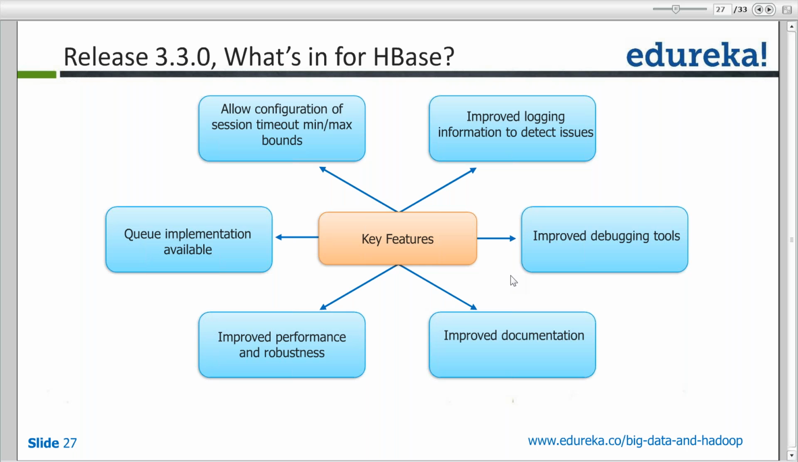Okay. Now the latest version of HBase would be 3.3.0. So what's there in HBase 3.3.0 is just some latest features, right? Improved logging, improved debugging, improved documentation, improved performance. Okay, queue implementations. Okay, session timeout, min max bounds. These would be added in your HBase. I think 3.3.0 is already available.